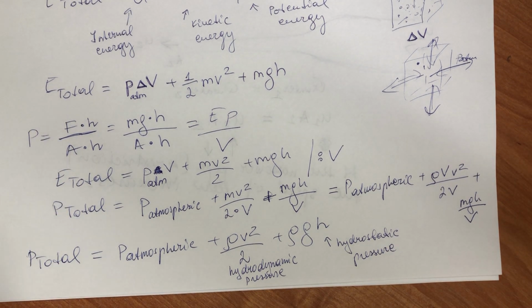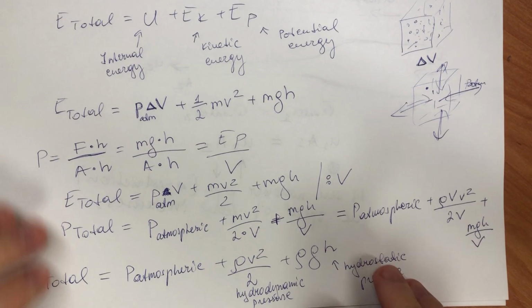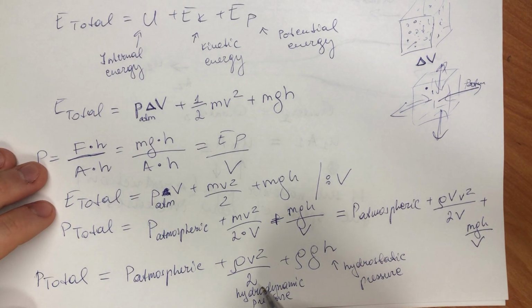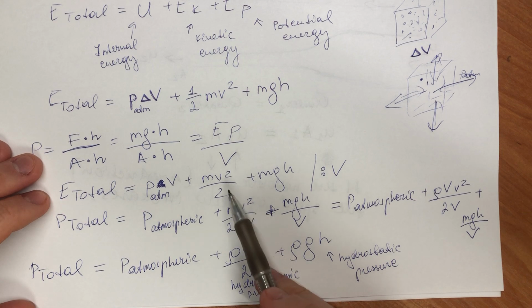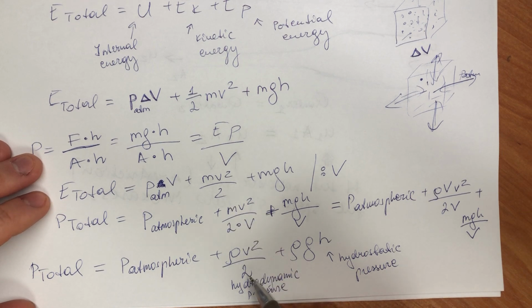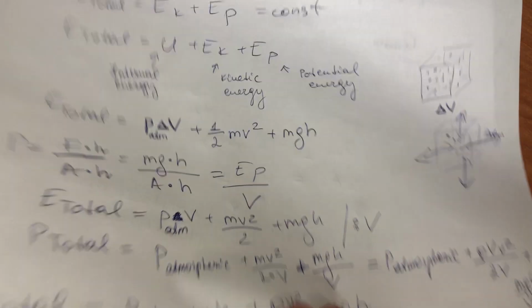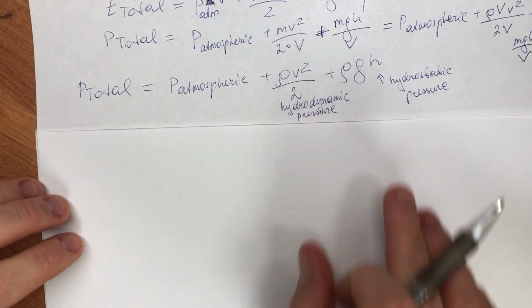So atmospheric pressure, we know what it is. It is due to the atmosphere being attracted by gravity. This is hydrodynamic pressure. Hydrodynamic pressure is associated with kinetic energy. You see that we have derived it from kinetic energy.